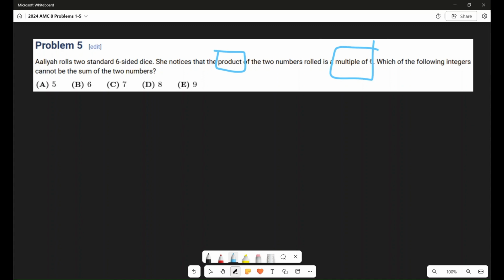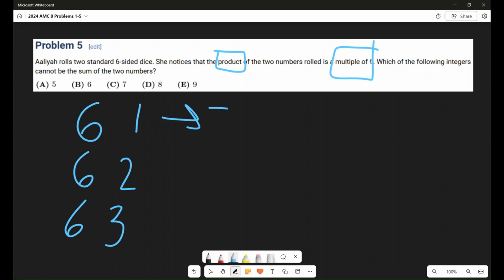So, let's think about how we can roll 2 6-sided dice and get a product which is a multiple of 6. Well, the most obvious way is if one of the numbers we rolled is 6. So we can roll 6 and 1, 6 and 2, 6 and 3. And right here, we've actually knocked out 3 options because here the sum of the numbers is 7. Here the sum of the numbers is 8. Here the sum of the numbers is 9. So we can eliminate those options. Now we're left with options A and B, 5 and 6.